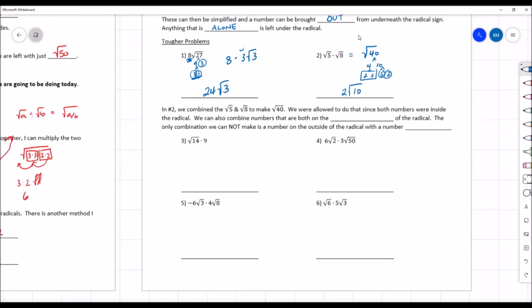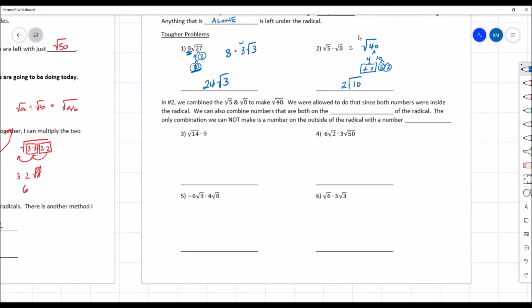Okay, in number 2, we combine radical 5 and radical 8 to make radical 40. And we're allowed to do that since both numbers were inside the radical. We can also combine numbers that are both on the outside of the radical. It's like we did when we had 3 radical 3 times 8. Okay. The only combination we cannot make is a number on the outside of the radical with the number inside. Okay, so I'll say outside by outside, inside by inside. Okay, I'll say that a lot this chapter.